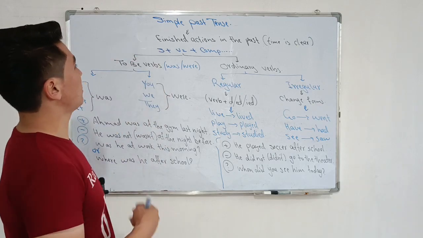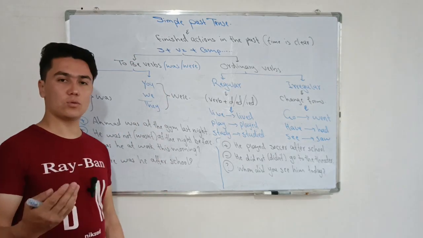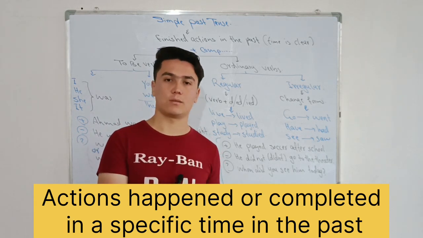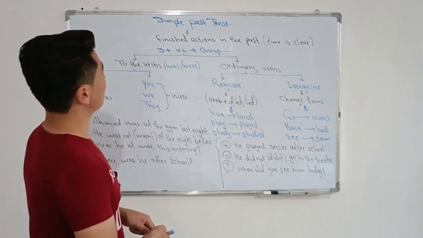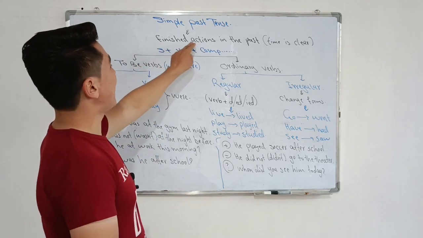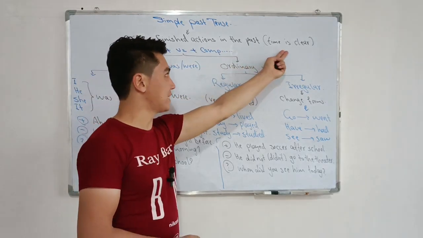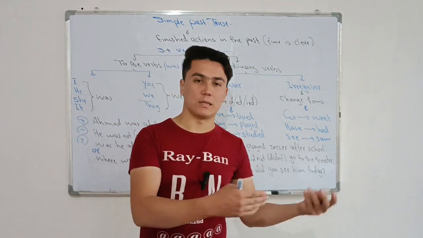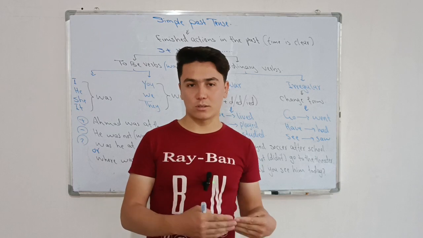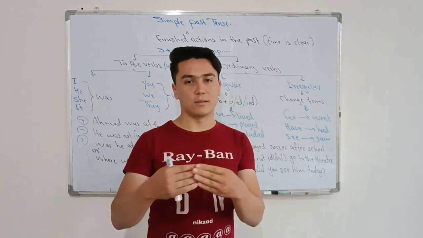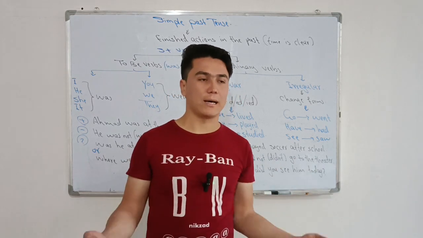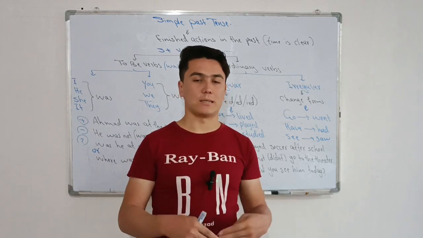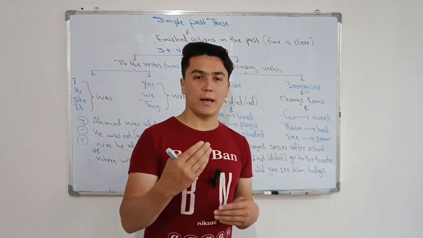Simple past tense. What is simple past tense? Simple past tense is used to show an action that happened and was completed or finished at a specific time in the past, as we have written on the board: finished actions in a specific time. The time is clear in the past. So it means those events or actions that happened in the past, and the time is clear, or in the past we did something at a clear time in the past, that would be simple past tense.